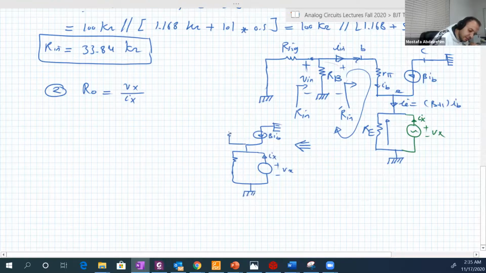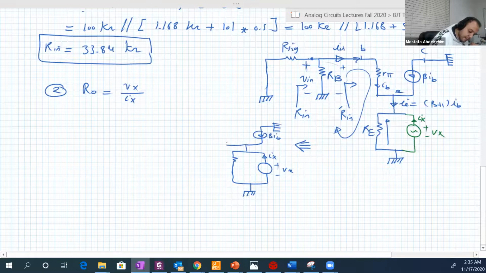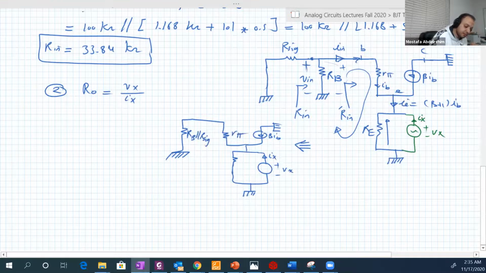and here RB capital and R signal are actually in parallel. So I will just draw one resistance, which is RB capital parallel R signal. Here is R pi. Here is RB. And the current here is IB.